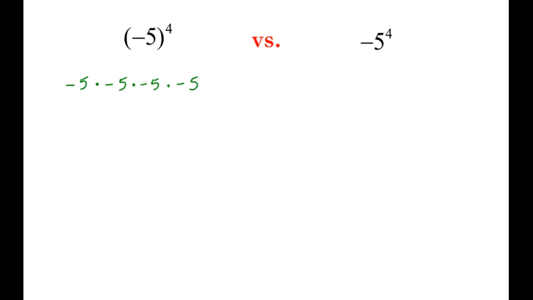On the right, we have a negative in front of the power, the entire 5 to the exponent of 4. And the 5 is the base. It's just a 5 times a 5 times a 5 times a 5.